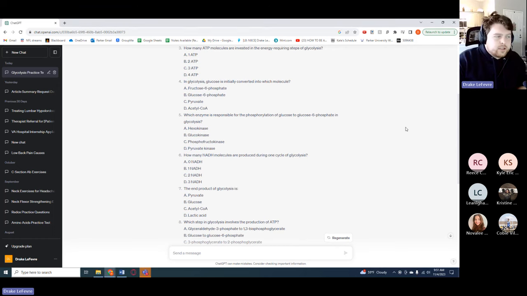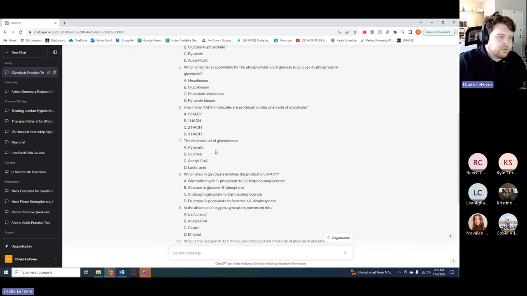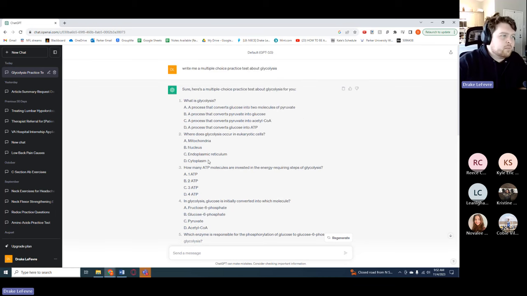And if anything, Dr. Sarkar does have a habit of making really long questions. For example, a part of the question like, which enzyme is responsible for the phosphorylation of glucose to glucose 6 phosphate in glycolysis, will be within the question somewhere, but there might be a lot of extra fluff before and after it. So you have to figure out what the question is asking. If you do some of these practice questions, I found that it helps when I see a longer question to pick out what the important information is.